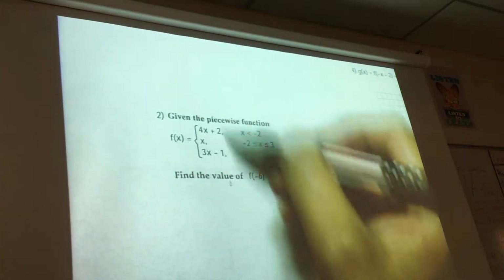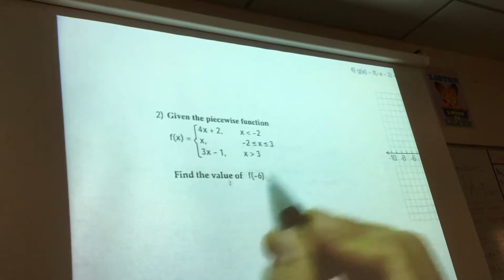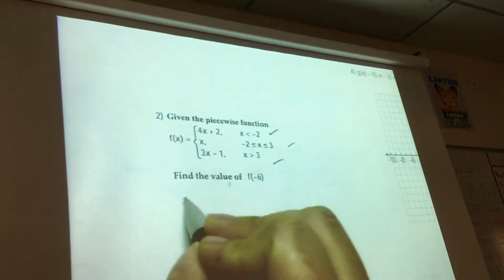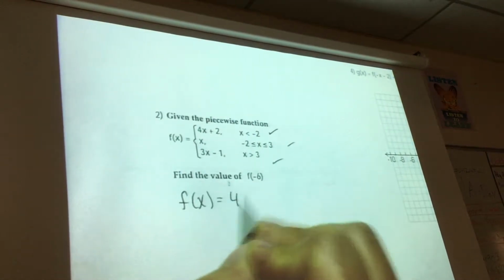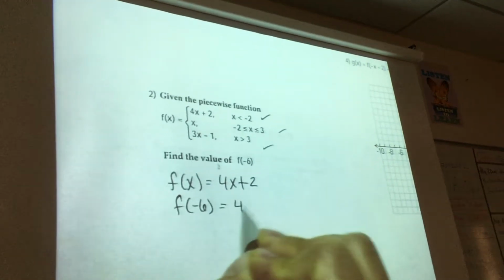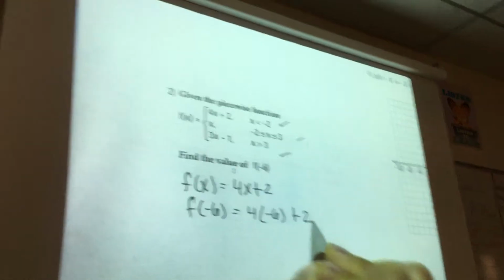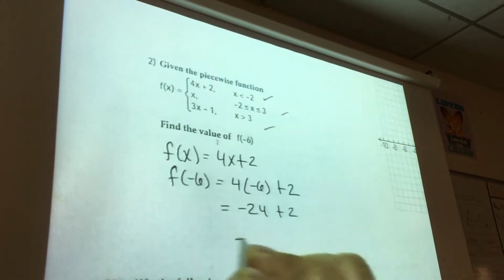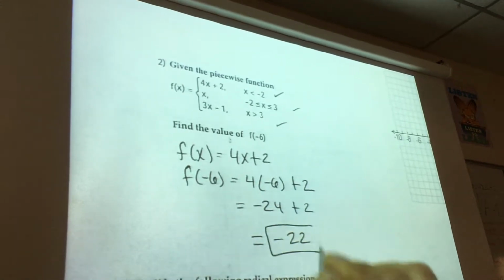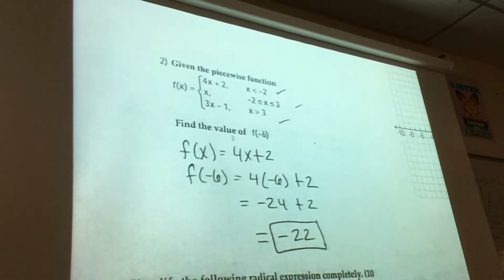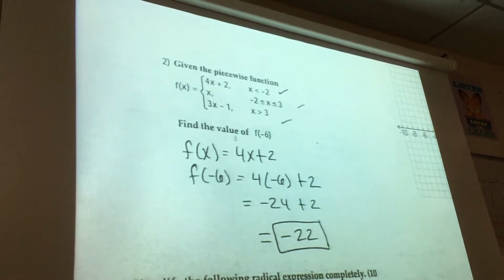They give you your three functions again. This is a -6. Does -6 fall into the first, second, or third? The first one. So I have f of x equals 4x plus 2. And I have to do f of -6, which means 4 times a -6 plus 2. 4 times a -6 is a -24 plus 2, which equals a -22. So this is worth 10 points. This is worth 10 points. So up to right now, we got 20 points on the test if you got those correct. Are we good? Yes? Problem number 3.